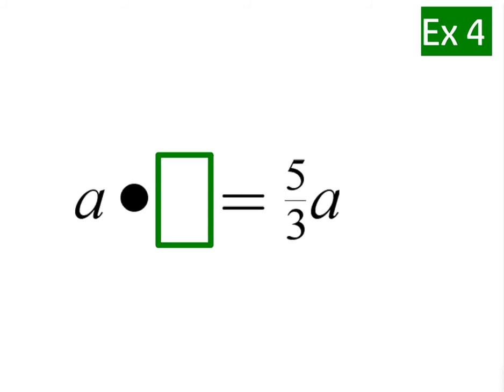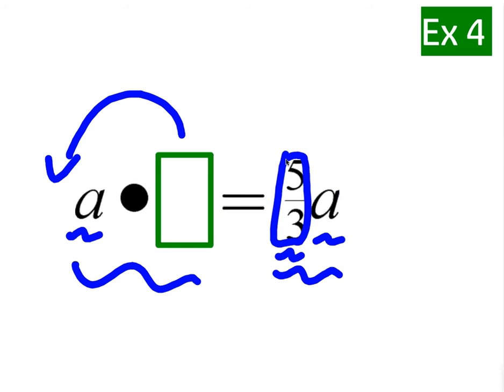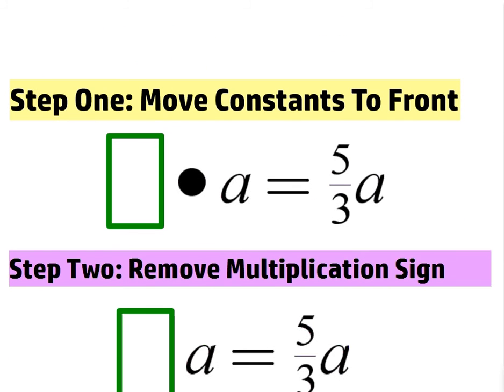Alright, one a little bit more advanced. A times what is equal to 5/3 a? Well, this is a variable, right? And this is a variable, but this is a constant. So what we want to do is actually move this over here, even though we don't know what it is, but kind of hinting that it's a constant, since this is a constant, right? So let's go ahead and move that out front, or what we think is the constant out front. And then after we move it out front, we're going to remove the multiplication sign.